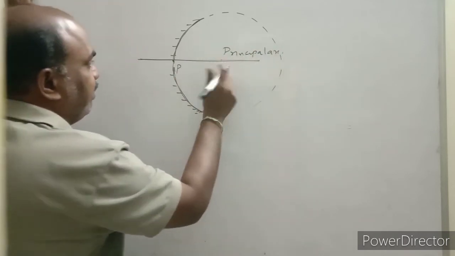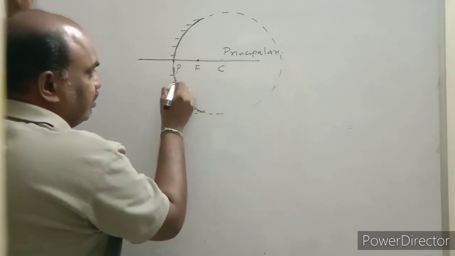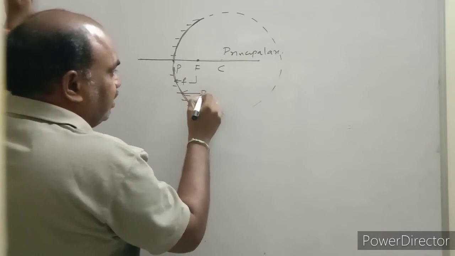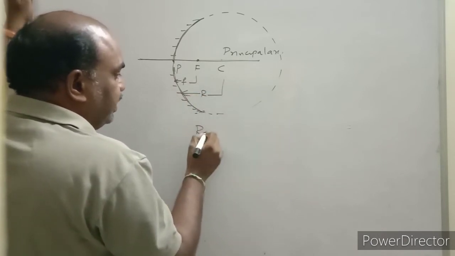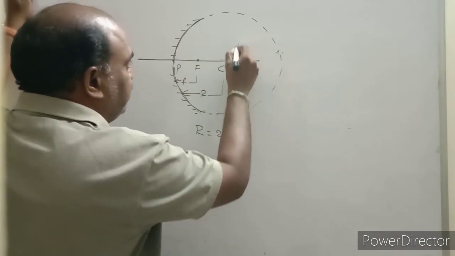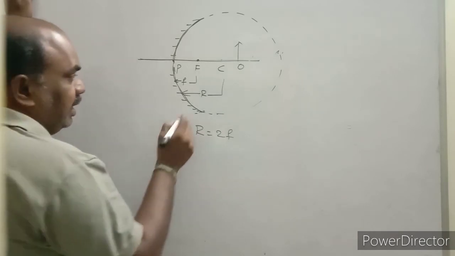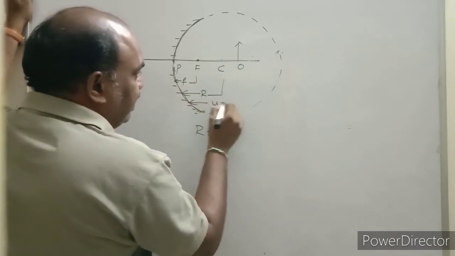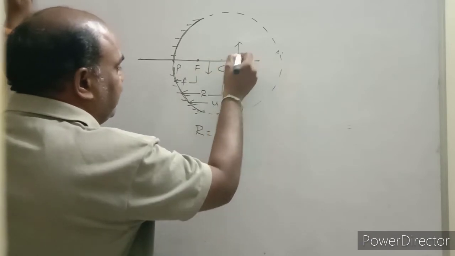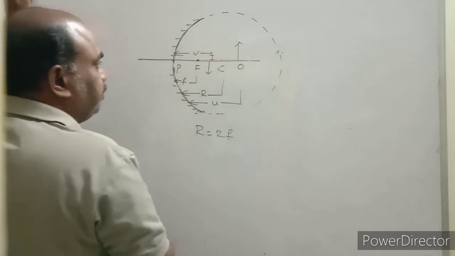The midpoint between pole and center of curvature is called the focus. The distance between pole and focus is the focal length. The distance between pole and center of curvature is called the radius. R is equal to 2f. Imagine, here is the object. Generally we use a candle in the laboratory. The distance between pole and object is the object distance. Let us consider the image forms here. The image of this object forms here. Pole to image is called the image distance.